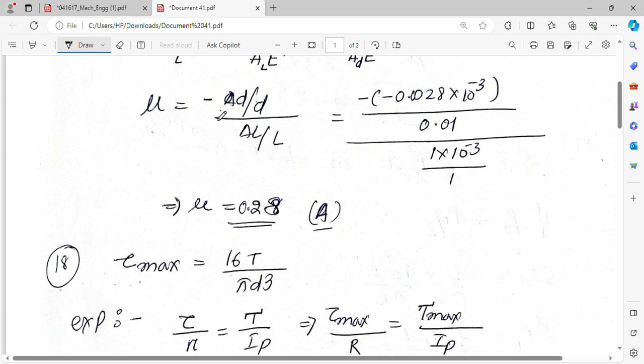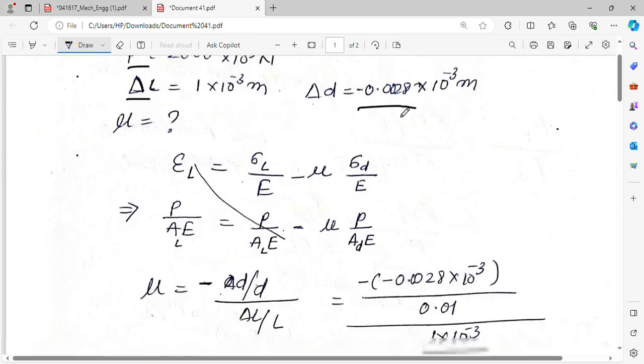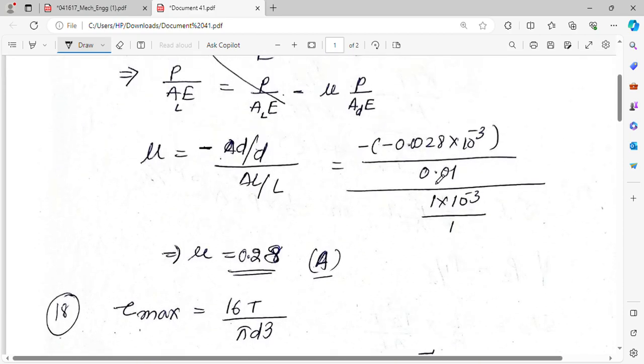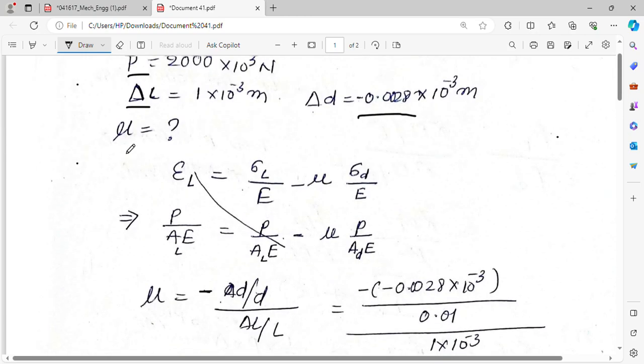Here the diameter is decreased, so we indicate the negative sign. So minus of minus 0.028 into 10 to the power minus 3 divided by the diameter 0.01 meter, whole divided by change in length. Change in length means 1 into 10 to the power minus 3 meter divided by original length 1 meter. After calculating this value, we get 0.28 as the Poisson's ratio. As Poisson's ratio has no unit, it is simply 0.28. So option A is the correct answer for question number 17.